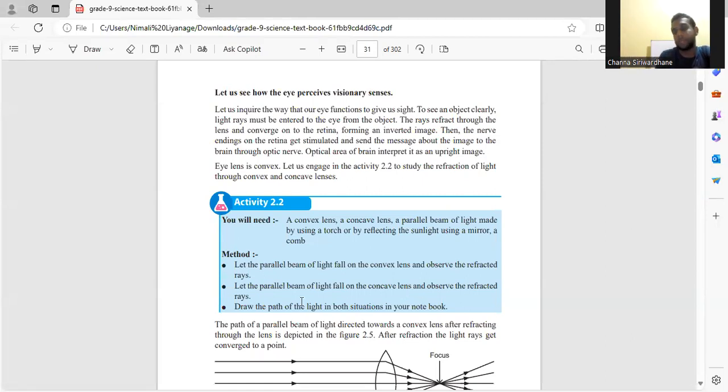Observe the refracted rays. Draw the path of the light in both situations in your notebook.